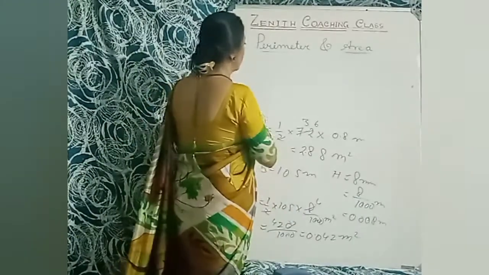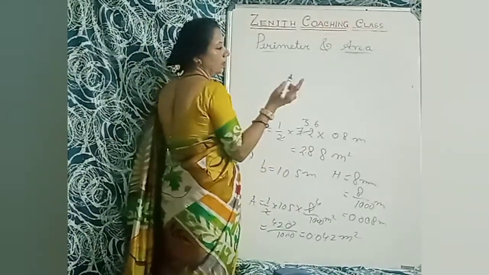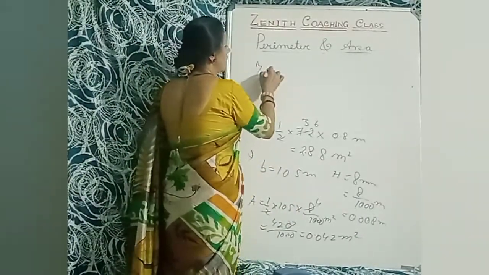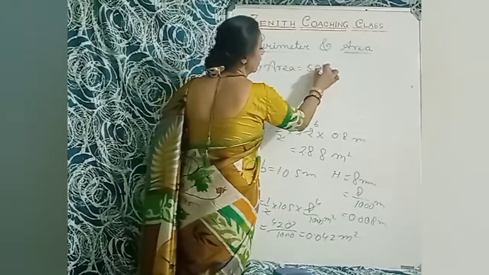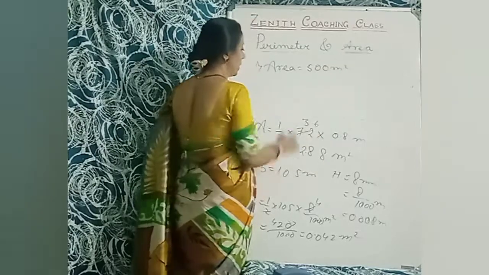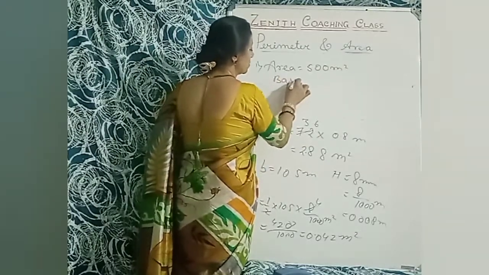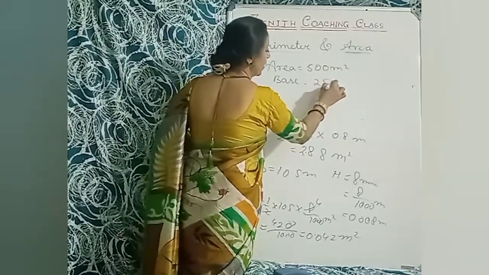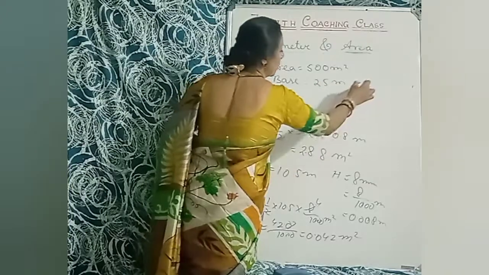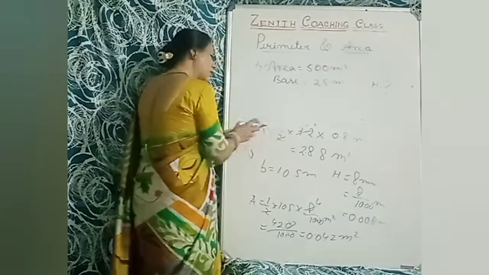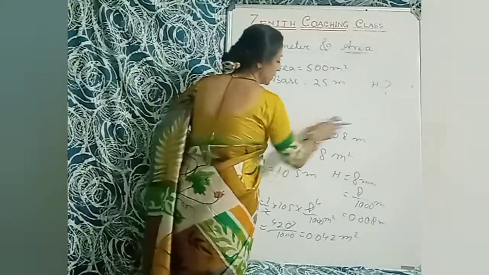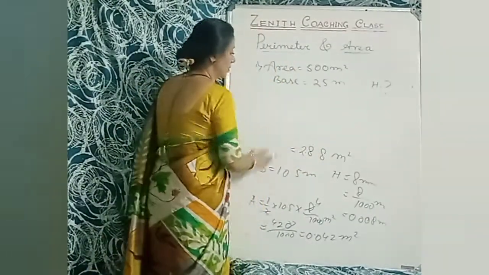So you have to find out height. So let's think area of a triangle equals 500 meters square. Base is equal to 25 meter. So height is equal to what? What to do? The formula is the same. That is, you have to write.